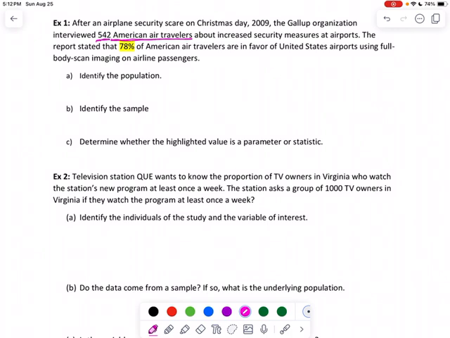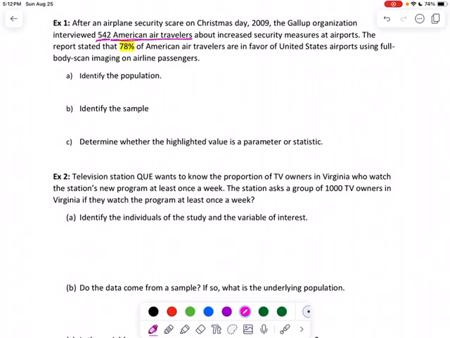And now the question: identify the population. So what is the population here? Now remember, we have the number 542 air travelers. They are being asked, right? They are being interviewed. So it means we are collecting the data from these individuals. So the individuals are the subjects from which you collect the data. That is your sample.